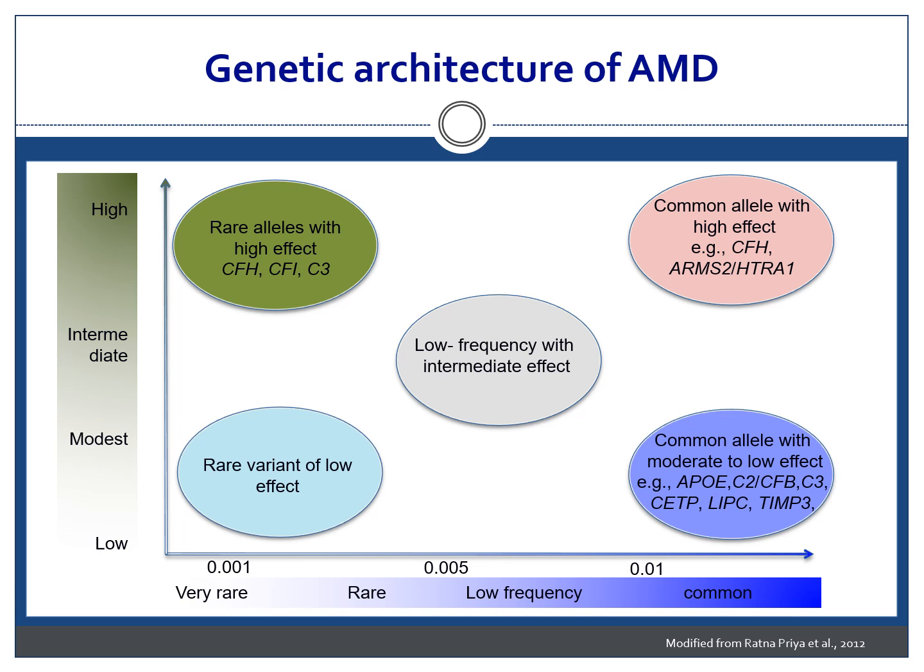So this slide summarizes the genetic architecture of AMD as we understand from the GWAS and the sequencing studies. We have a few common alleles and rare alleles with high effect, for example, CFH, CFI, C3, and the ARMS2 locus. However, the majority of the alleles or variants associated with AMD are common with moderate to low effect.